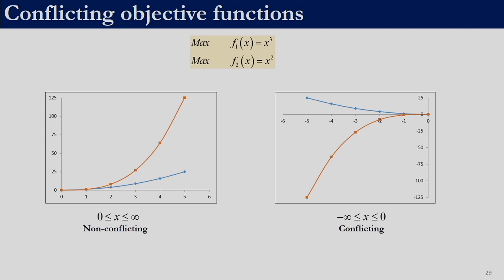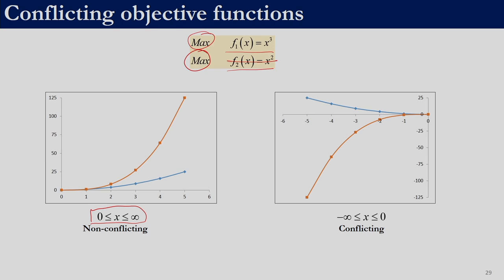So this is an example which helps you to establish that the nature of the function is to be studied before declaring them to be conflicting or not. So for example, let us have this function that f1 is x cube, f2 is x square, and we want to maximize both these functions, right? So if the feasible region is, let's say, the domain of x is between 0 and infinity, then these two functions are non-conflicting, right? I can ignore one of the objective functions and just solve with respect to the other objective function. Whatever optimal solution I get, that would be the same for this one also.